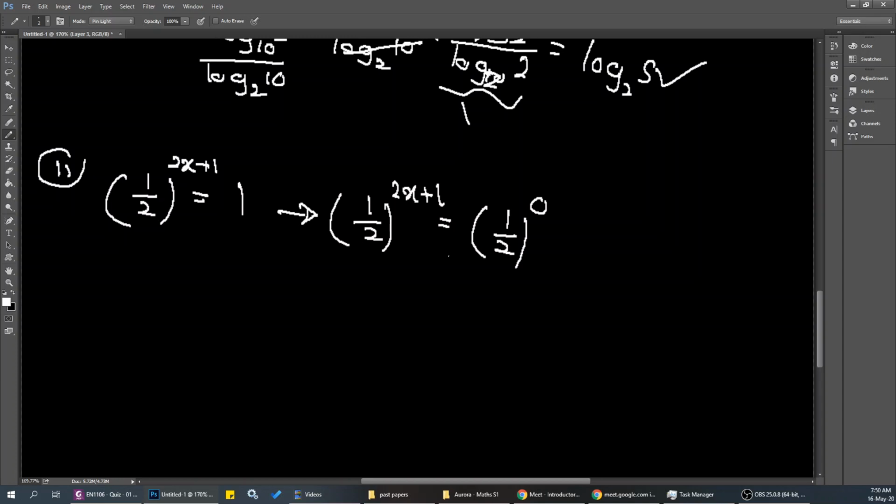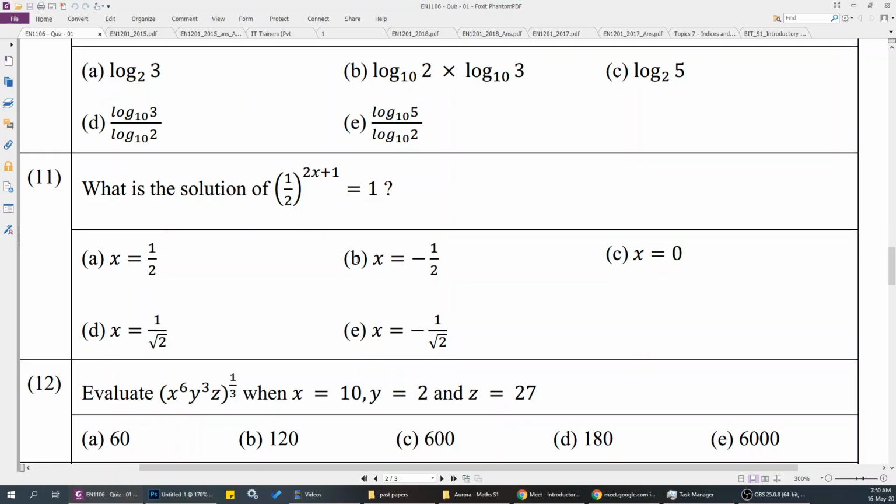Since you have common bases on either side of the equation symbol, you can equate the indices of both sides. So that gives us 2x plus 1 is equal to 0, and then we have x equals minus 1 over 2. So the answer is minus half. Is there an answer? Yes, B is an answer. D is not an answer, E is not an answer, A is not an answer. So our answer is B.